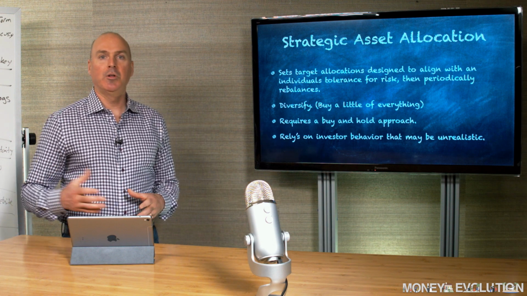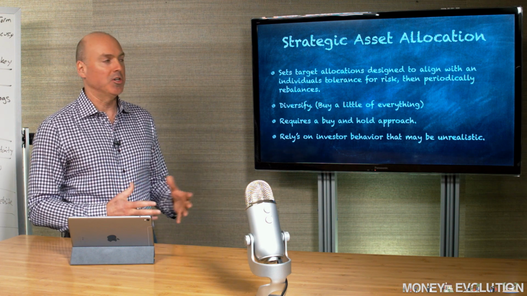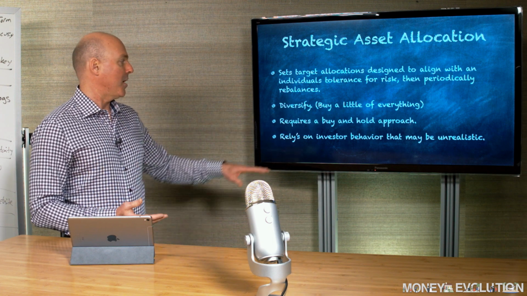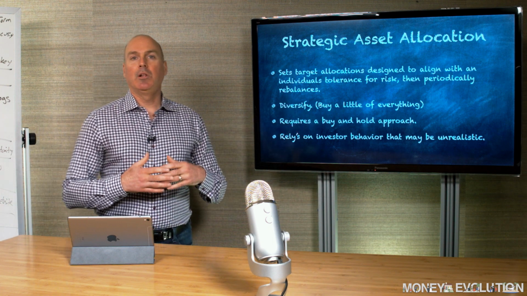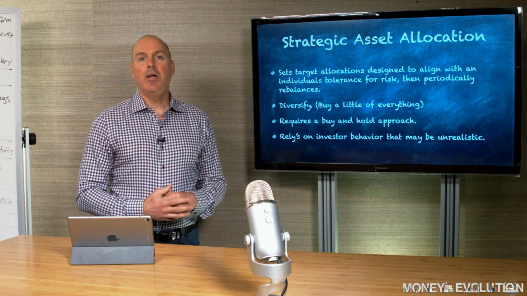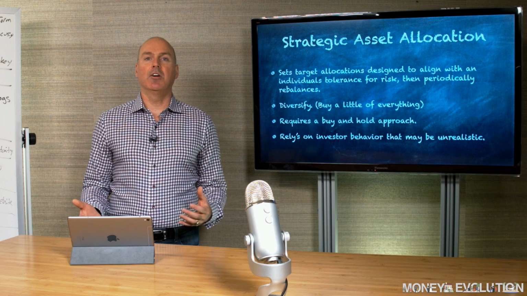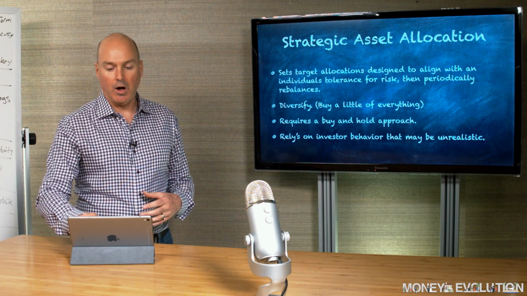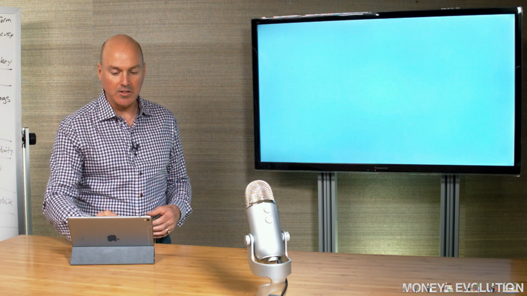We'll talk a little bit when we talk about tactical and what our approach is with that, but they're going to buy a little bit of everything. All the asset classes are probably going to be represented there. It relies very heavily on a buy and hold approach, and because of that, it relies on investor behavior that, in our opinion, might not necessarily be realistic for a long run. So let's take a look at this, and what do I mean by that?